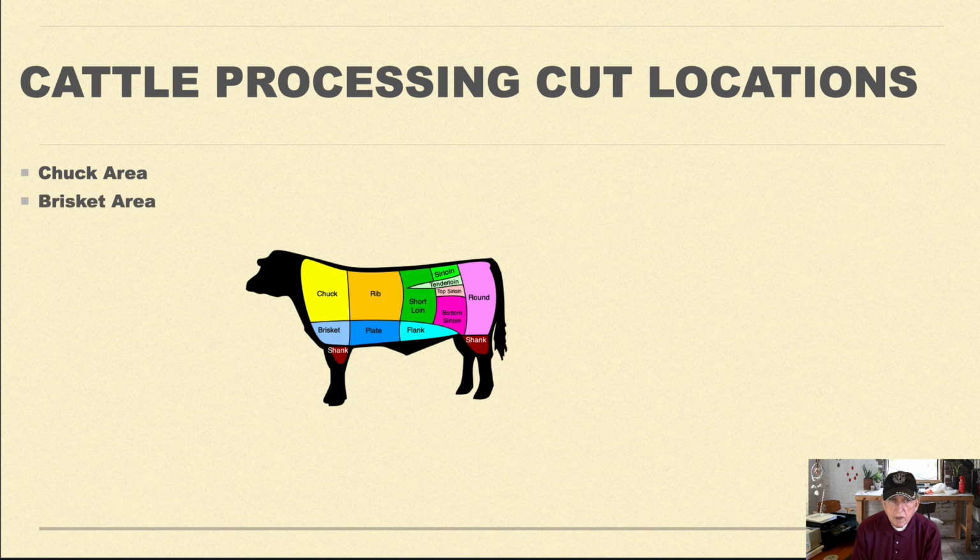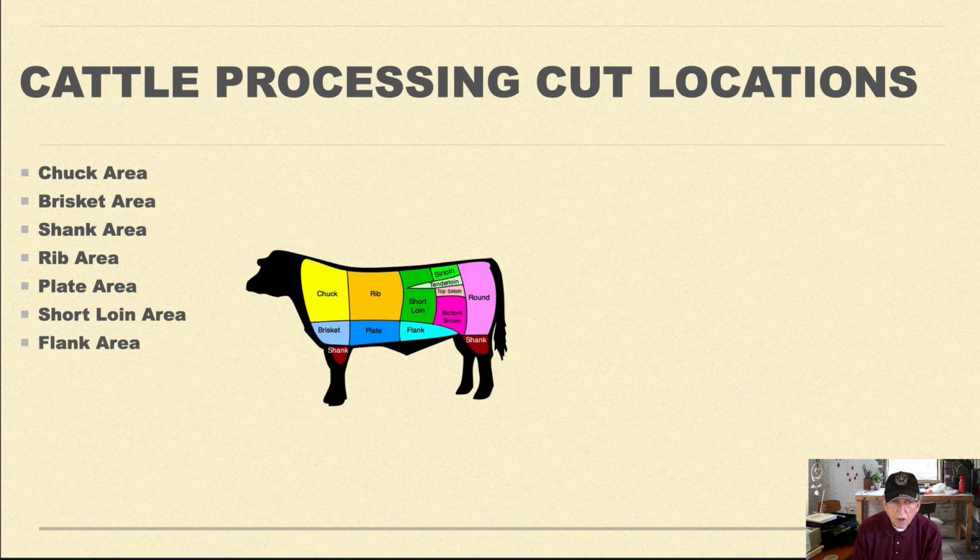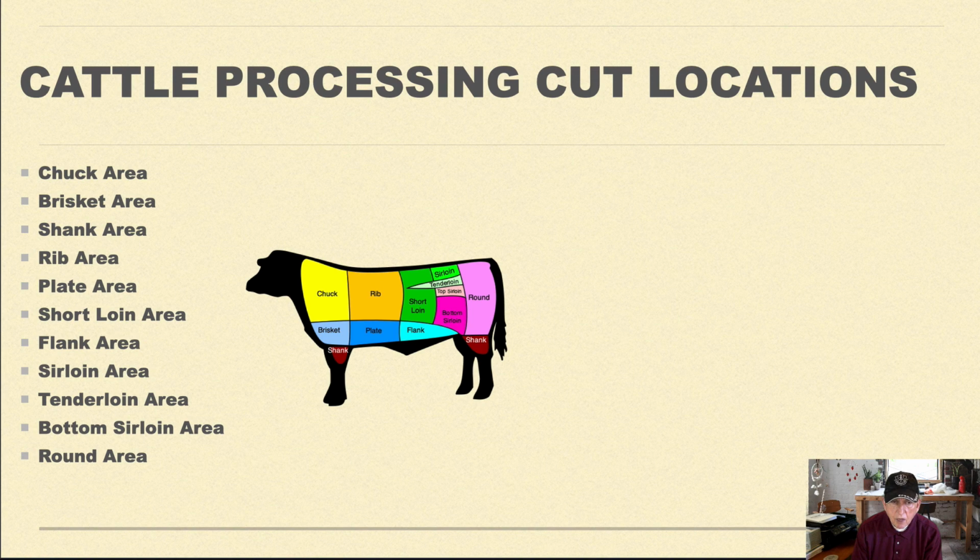Chuck area, brisket area, shank area, rib area, plate area, short loin area, flank area, sirloin area, tenderloin area, bottom sirloin area, round area, and rear shank area.